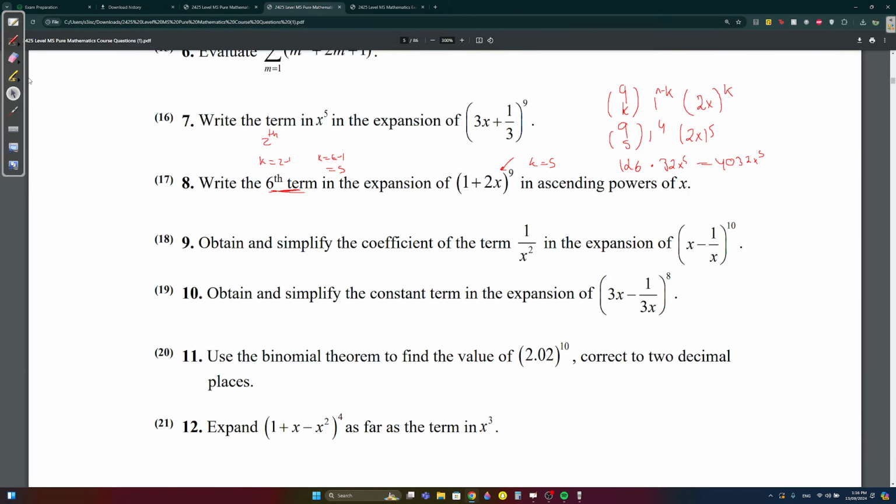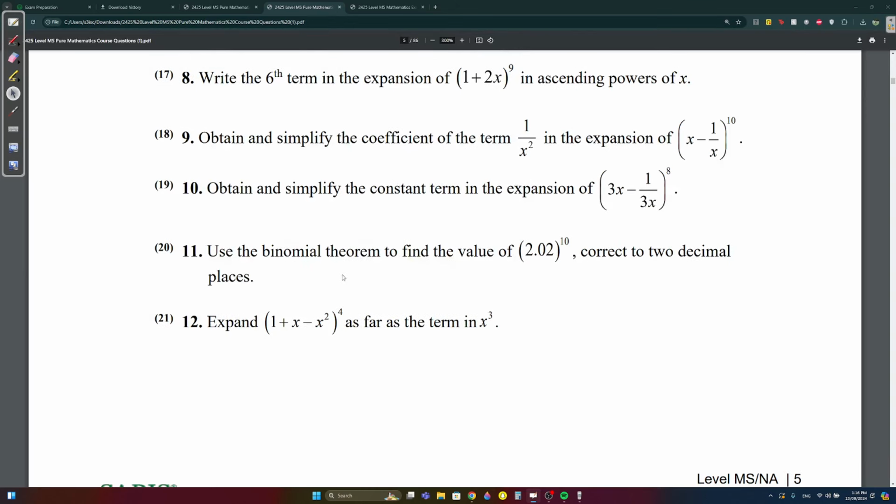Okay, 8.9. Obtain and simplify the coefficient of the term 1 over x squared.